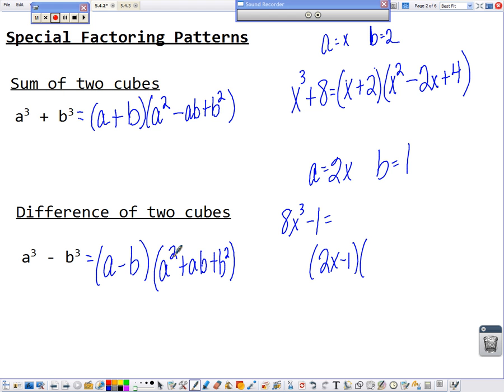To get this term, I'm going to square, so 2 times 2 is 4, x times x is x squared, plus, multiply them together, and I end up with 2x, and then it's plus, I square the last one. And that is my answer. So that's all there is to it.